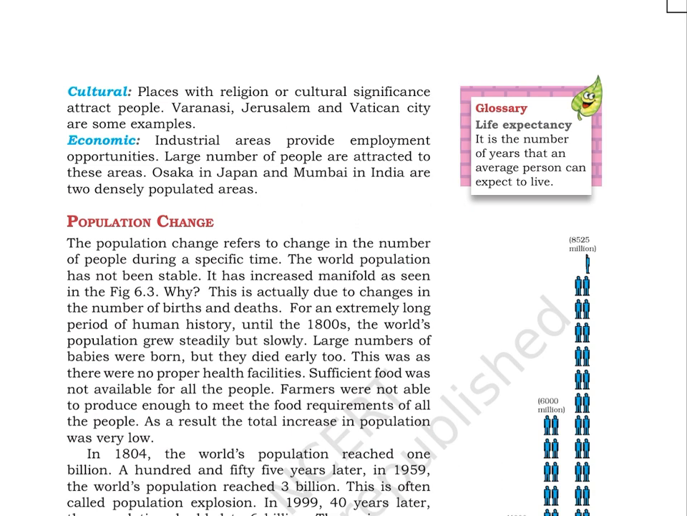For an extremely long period of human history, until the 1800s, the world's population grew steadily but slowly. Large numbers of babies were born, but they died early too. This was as there were no proper health facilities. Sufficient food was not available for all the people. Farmers were not able to produce enough to meet the food requirements of all the people. As a result, the total increase in population was very low.